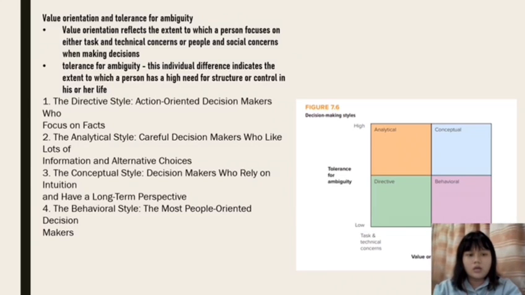The manager with an analytical type has a much higher tolerance for ambiguity and responds well to new or uncertain situations. Third, the conceptual type, decision makers who rely on intuition and have a long-term perspective. People with a conceptual type have a high tolerance for ambiguity and tend to focus on the people or social aspect of a work situation. For the behavioral type, the more people-oriented decision maker. The behavioral type is more people-oriented. People with this type work well with others and enjoy social interaction.